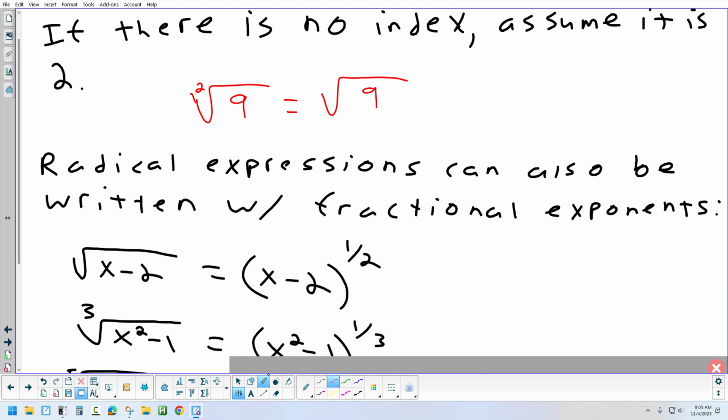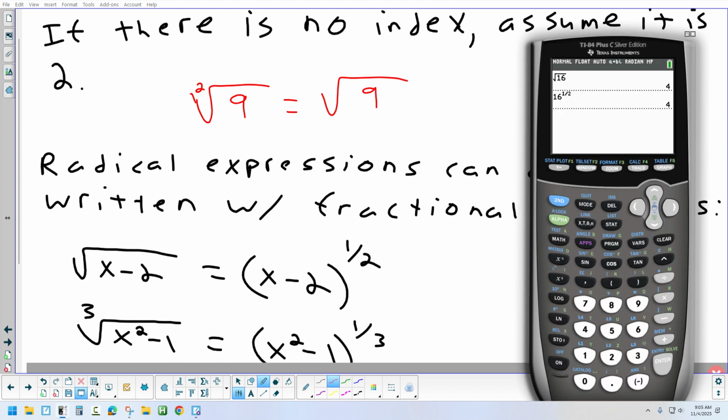1/3, yeah. So if we try that on the calculator, if I go to math and I go to option 4, that's how you can do a cube root. And if I type in 8, the cube root of 8 is 2. Now let's take 8 and raise it to the 1/3 power. 2. Yep.